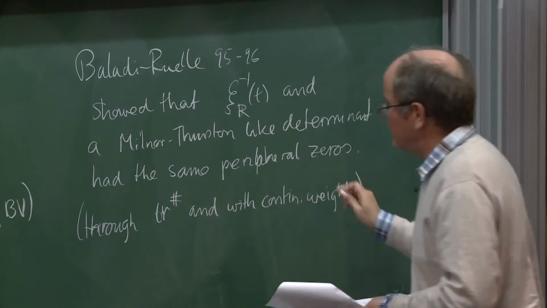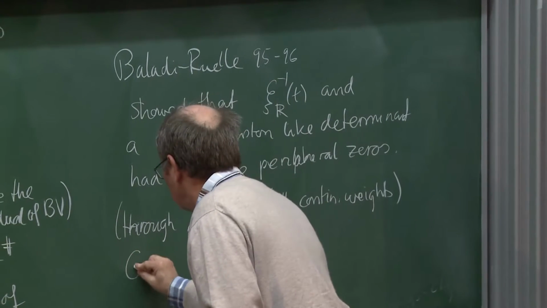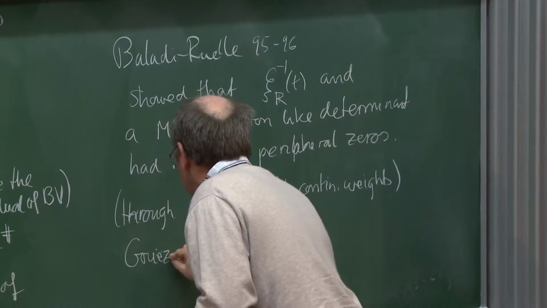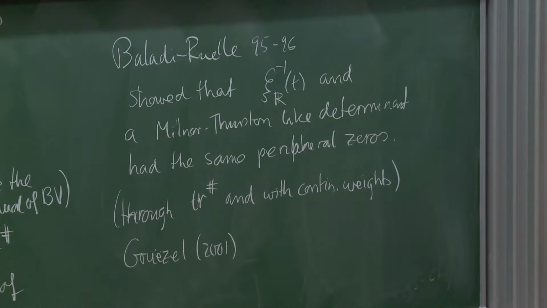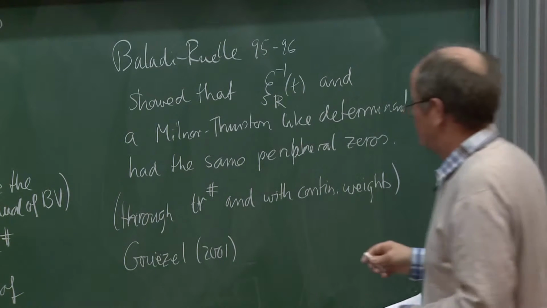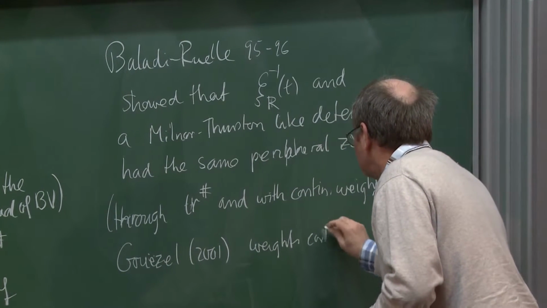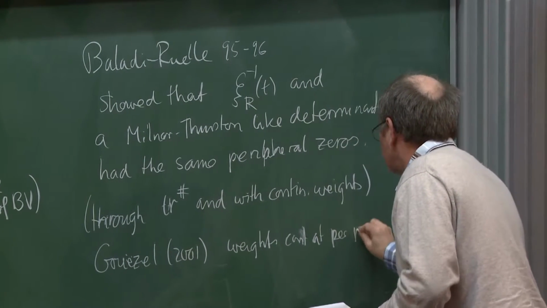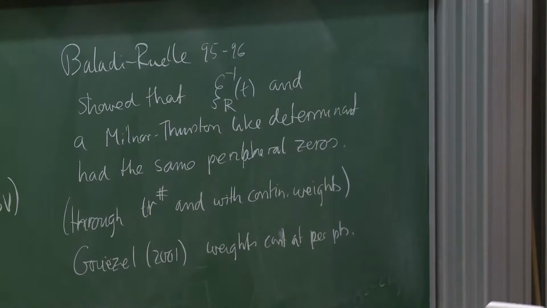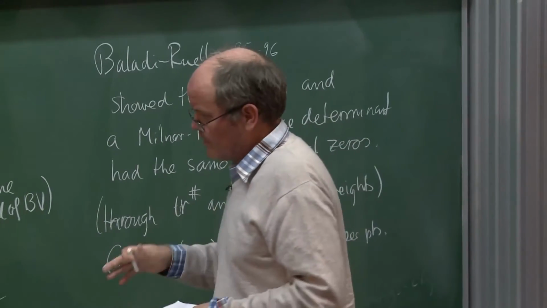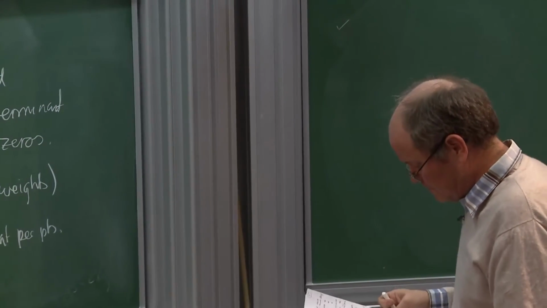Now that could probably be improved. And it was already improved actually by Sebastian Goodsell in 2001. He managed to say that the weights needed only to be continuous at periodic points. So that's a first thing, but still the proofs are somewhat indirect, and they did not quite apply directly to the Milnor-Thurston determinant at first.